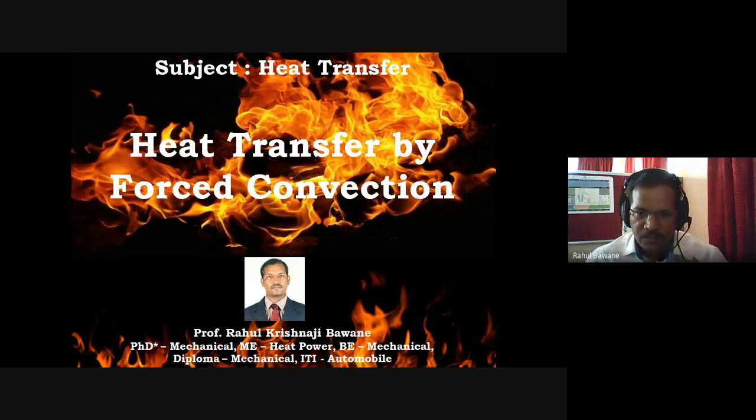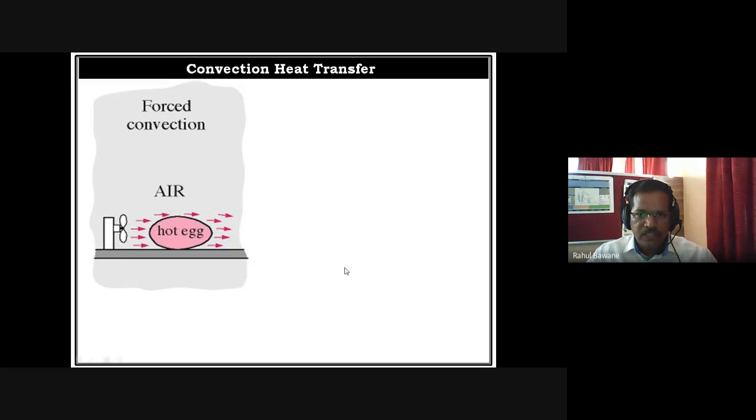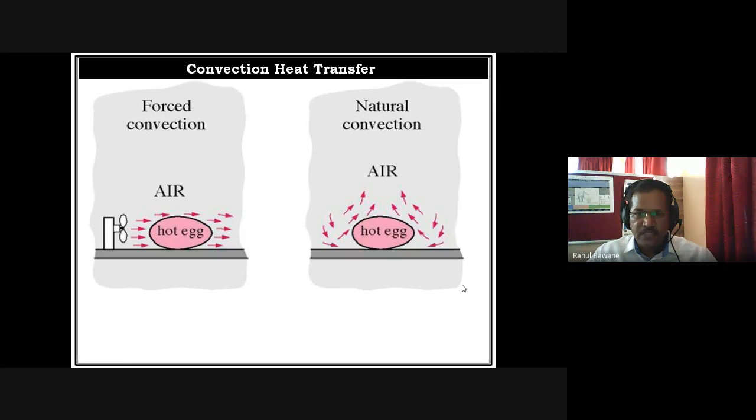Hello friends, this is Professor Rahul Krishna Jibavne, and in the subject of heat transfer, today we are going to see heat transfer by forced convection. So basically convection is divided into two parts. One is forced, and the second is natural convection.